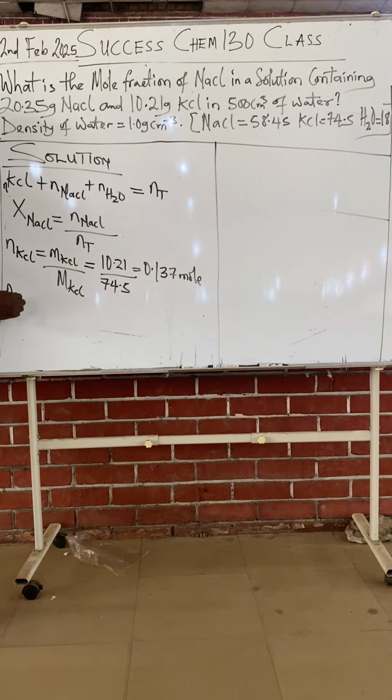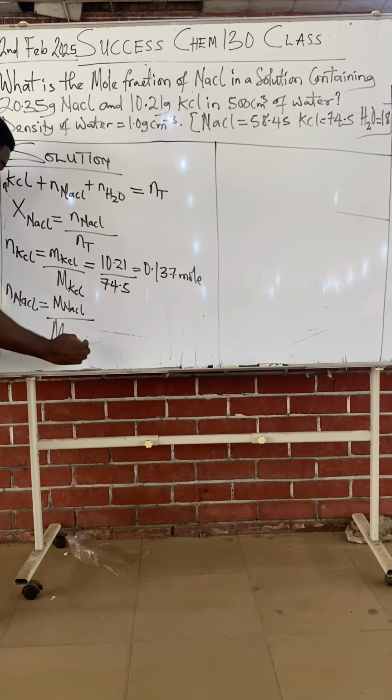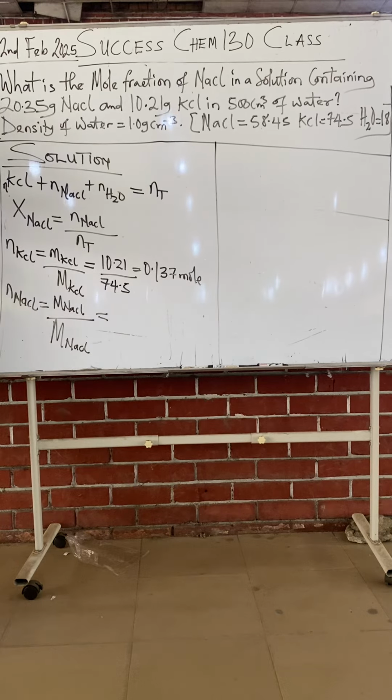Now, number of mole of NaCl is mass of NaCl divided by molar mass of NaCl. Class, mass of NaCl is given already.